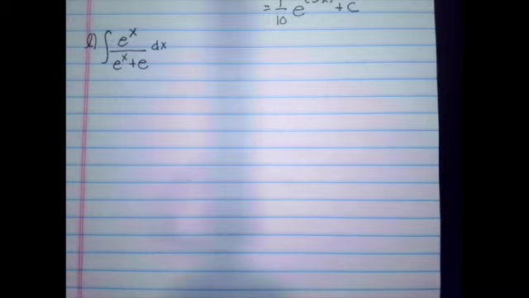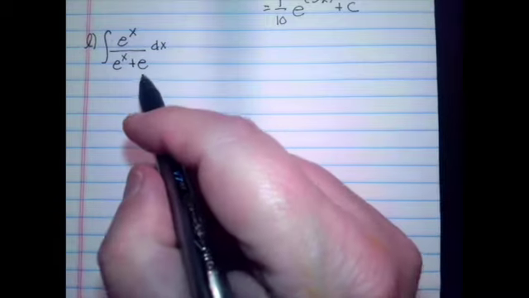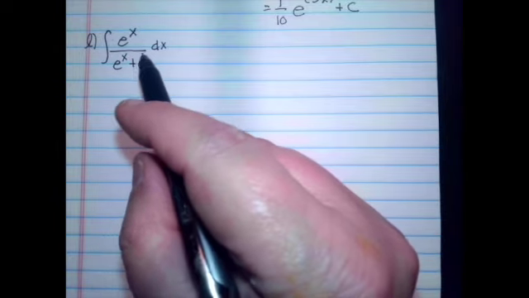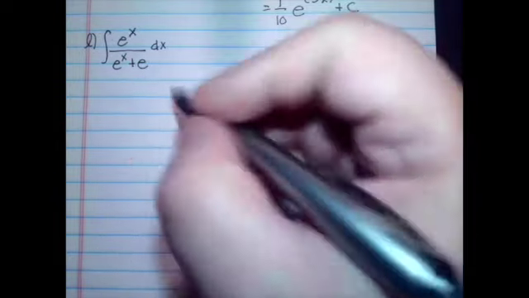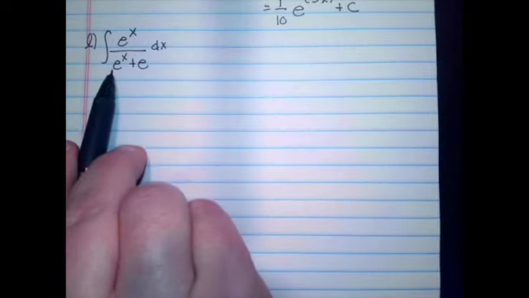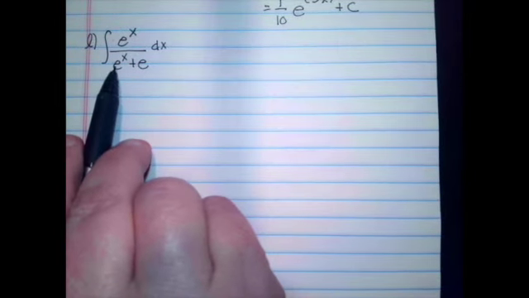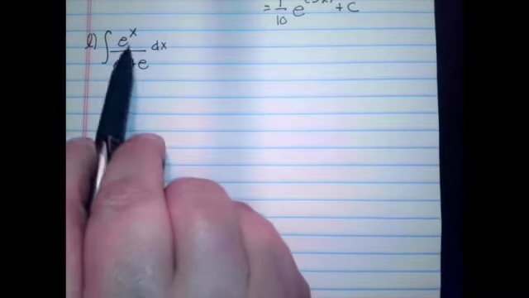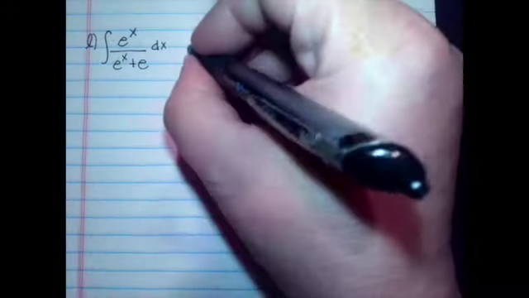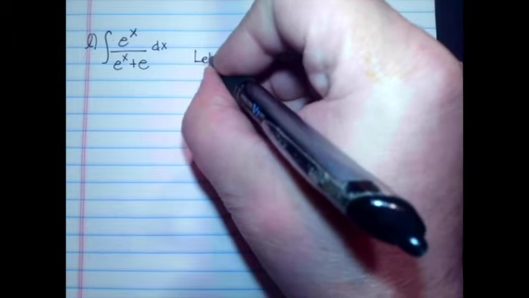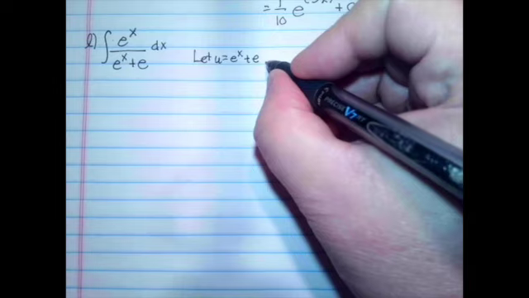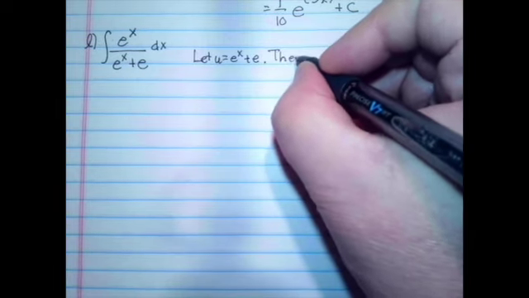1L. We have the integral of e to the x divided by the quantity e to the x plus e. This e is just a constant. This term does not involve any variable. It is just a constant term. So if you differentiated the denominator, e to the x plus e, you would get e to the x plus 0, and that's what we have in the numerator. So perhaps choosing u to be e to the x plus e is the way to go.